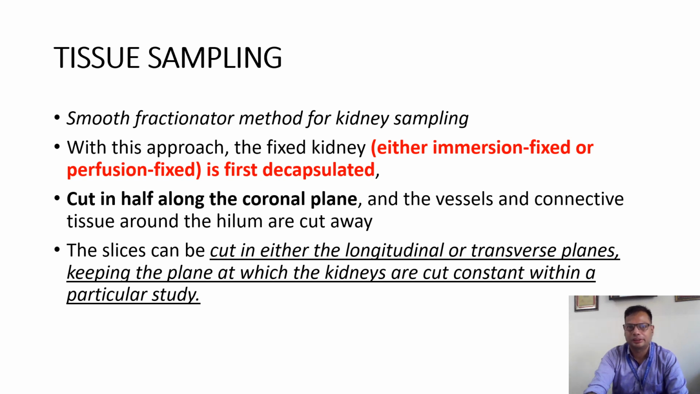There are different steps in the stereological technique. The first step is tissue sampling, where we use the smooth fractionator method for kidney sampling. We approach the fixed kidney, which is decapsulated first. The fixed kidney is prepared with an immersion-based technique or the perfusion fixed technique. Then we cut it in half along the coronal section, and we can maintain the longitudinal and transverse plane, keeping the plane at which the kidneys are cut constant within a particular study.